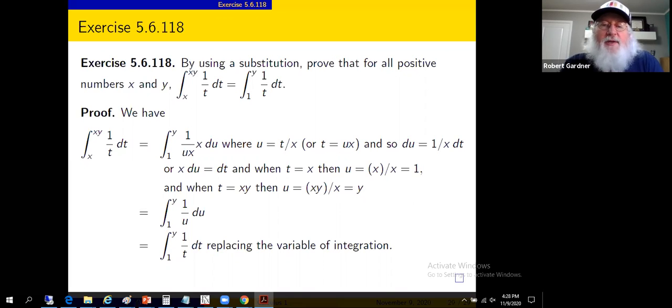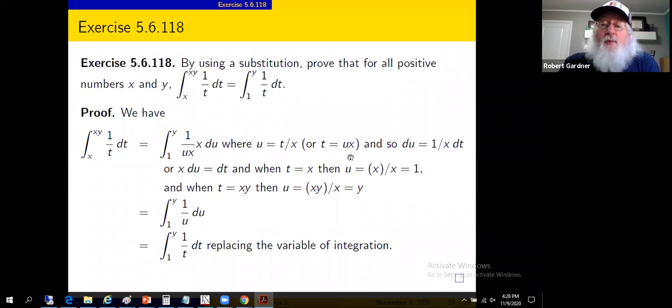There's probably a way to do this by letting u equal t over y as well. But let's write it up in terms of this. The lower bound, yeah, the lower bound might cause me some trouble then. T over y, yeah, potentially. This one works. Make that substitution. That's equivalent to saying, cross multiply, t equals u times x.